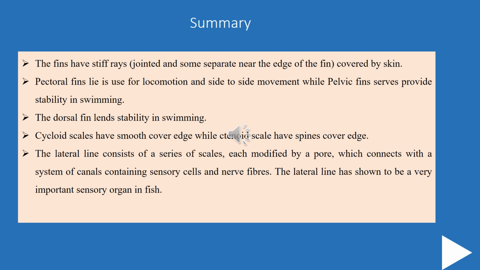Ctenoid scales are similar to the cycloid scale with growth rings. All of them have growth rings, which is used in determining the age of the fish. They are distinguished by spines that cover one edge. Ctenoid scales have spines that cover one edge of the scales, while cycloids have smooth scales at the edge.